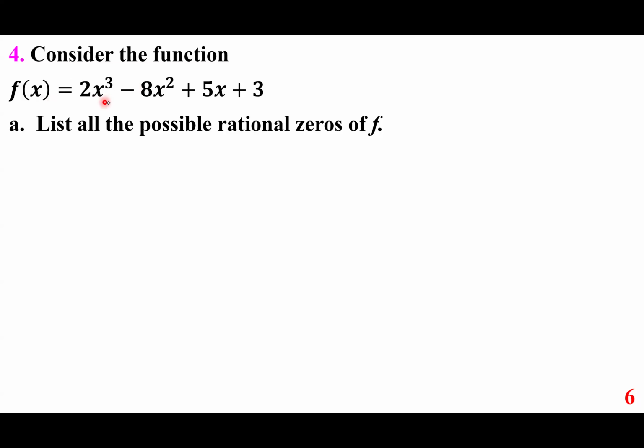Consider the function f of x equals 2x cubed minus 8x squared plus 5x plus 3. List all the possible rational zeros of f. So what's the theorem? Rational zeros: factors of a sub 0, the constant. When f of x is a sub n x to the power n all the way to a sub 0, the possible rational zeros are factors of a sub 0, which is the constant, over factors of a sub n, which is the leading coefficient.